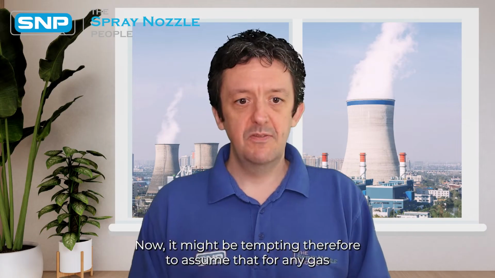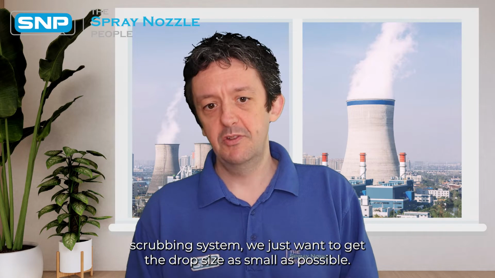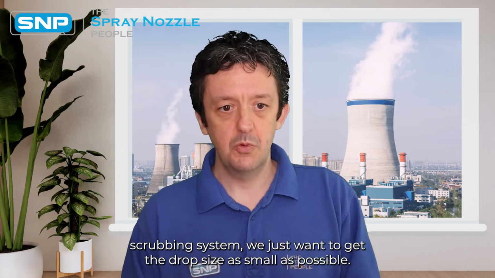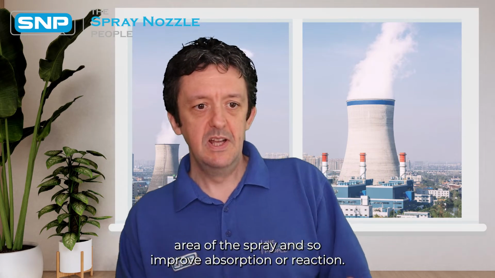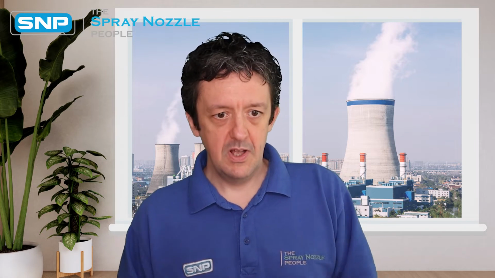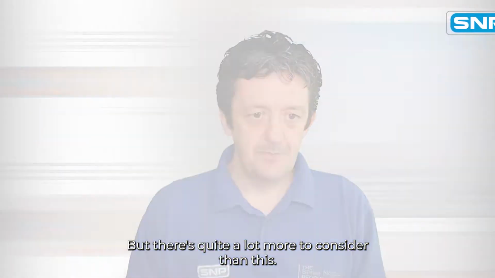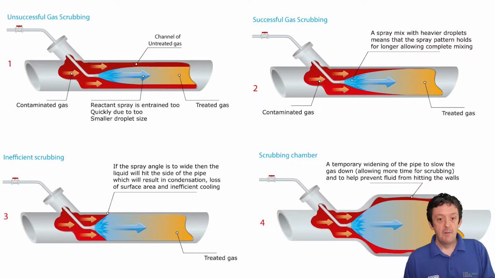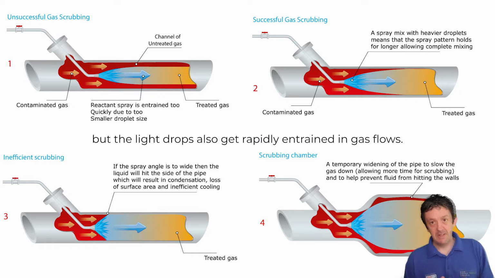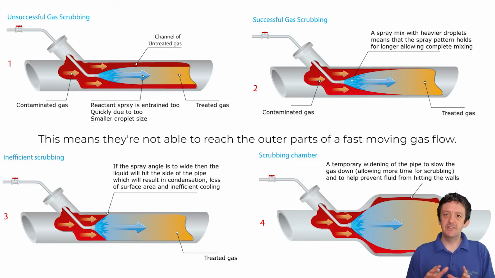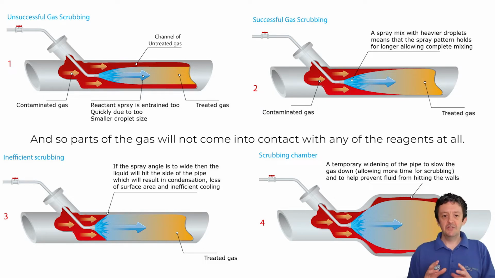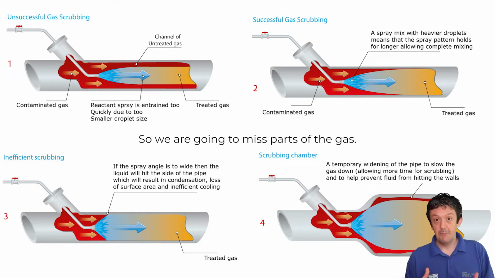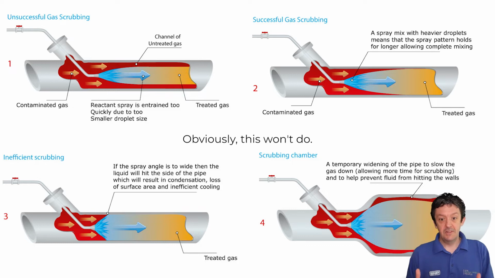Now, it might be tempting, therefore, to assume that for any gas scrubbing system, we just want to get the drop size as small as possible. This would maximise the surface area of the spray and so improve absorption or reaction. But there's quite a lot more to consider than this. Finely atomised sprays do indeed produce much greater surface areas, but the light drops also get rapidly entrained in gas flows. This means they're not able to reach the outer parts of a fast-moving gas flow, and so parts of the gas will not come into contact with any of the reagents at all, so we're going to miss parts of the gas. Now, obviously this won't do.